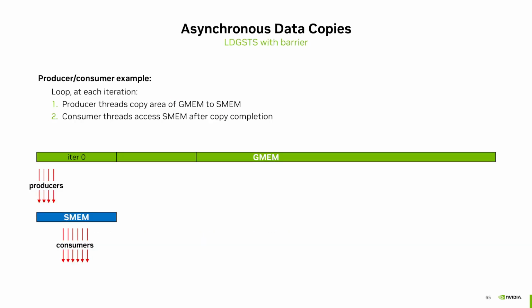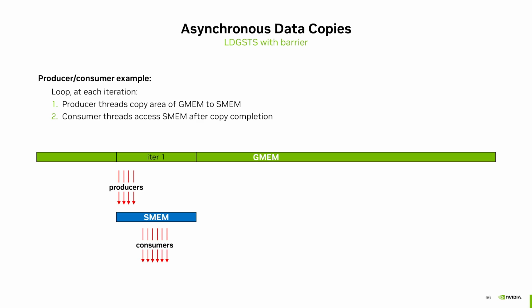Okay, now I'll talk about synchronization. Before, I talked about synchronizing LDGSTS with thread-local synchronization. Now let's talk about synchronizing it using a barrier, which is typical for the producer-consumer case. So here I'm going to have a loop where at each iteration, some threads are producers. They fire asynchronous copy into shared memory. And then on completion, other threads that are consumers consume it, and it continues. So the code here starts with the barrier initialization. And note that the expected arrival count is set to the number of producers.